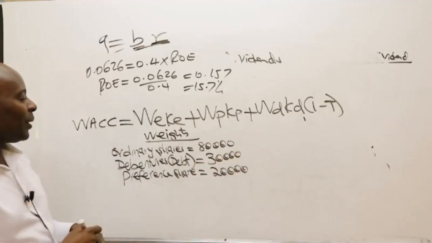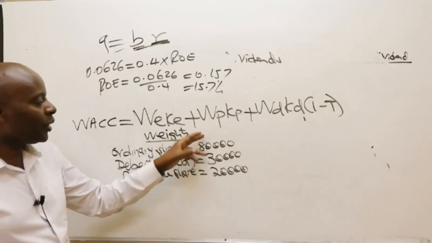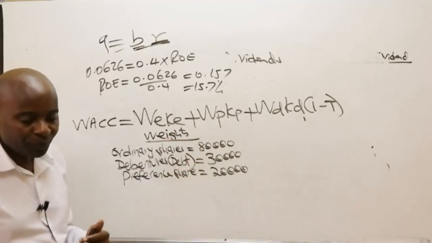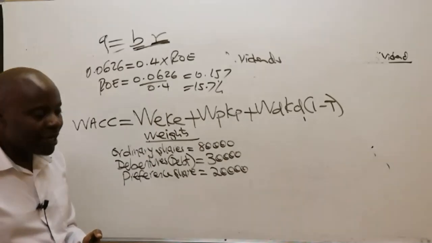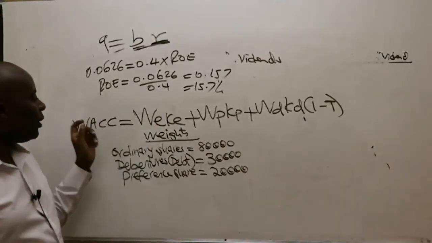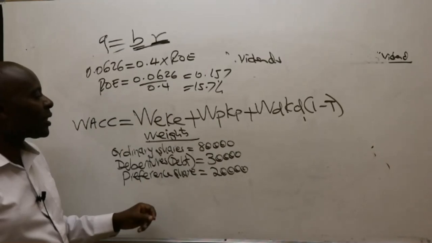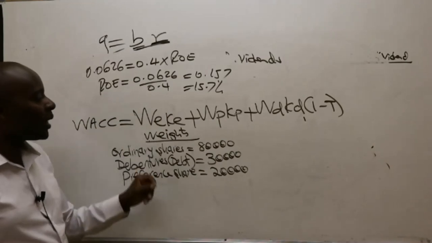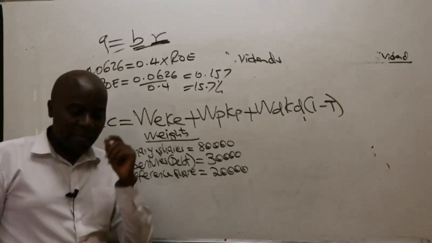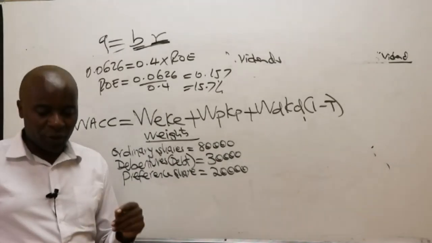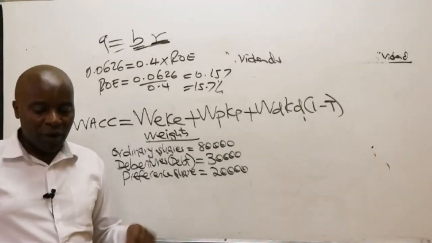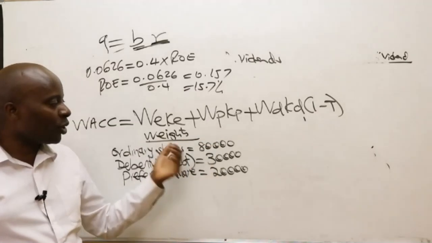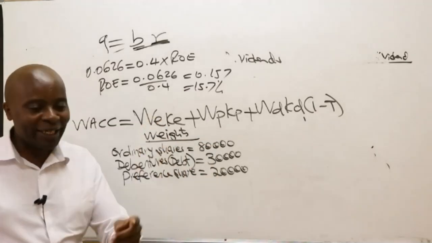So, ladies and gentlemen, remember this is what we call the historical, right? And yet we know that for WACC we want market values. Market values, not historical values, not book values. So how do I change these historical, or book values, to market values, my good students?